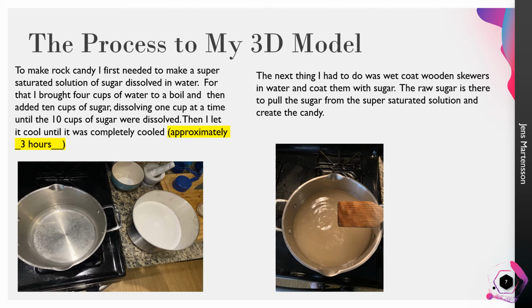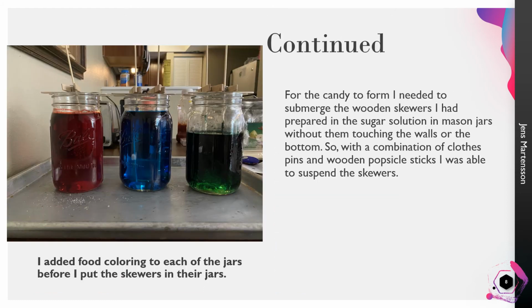As I kept adding cups of sugar, it became harder and harder to dissolve, and then I let it cool until it was completely cooled, which took around 3 hours. And then the next thing I had to do was coat the wooden skewers in water and then coat them in sugar, so that when I put them inside the mason jars with the saturated solution, it would start the crystallization process.